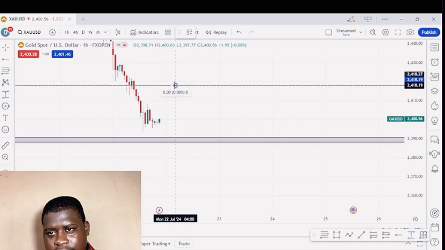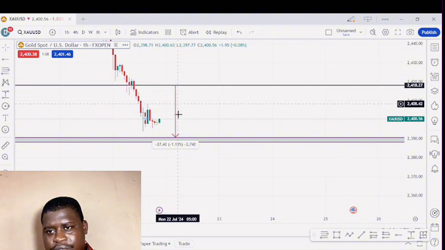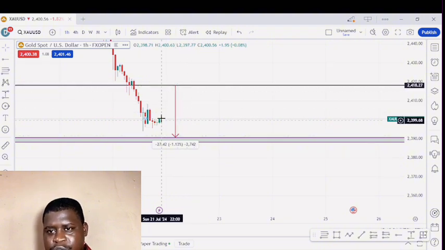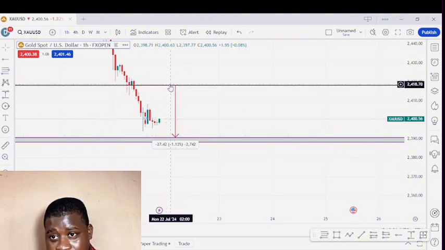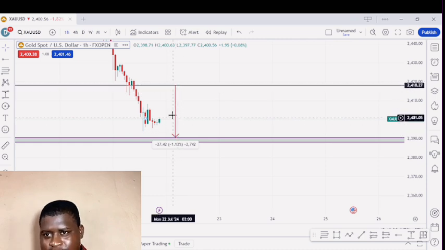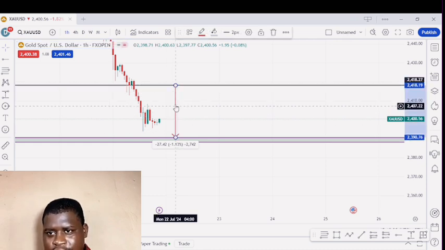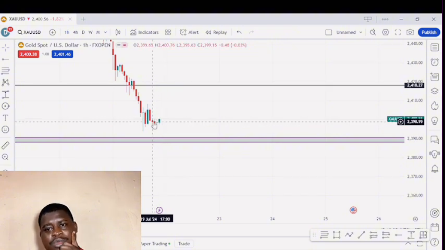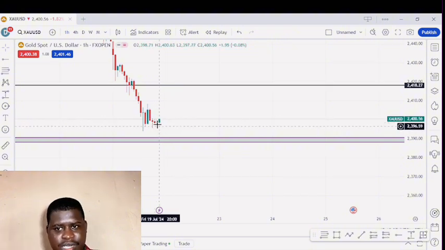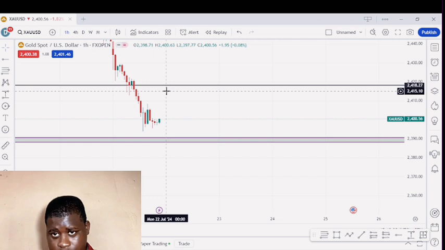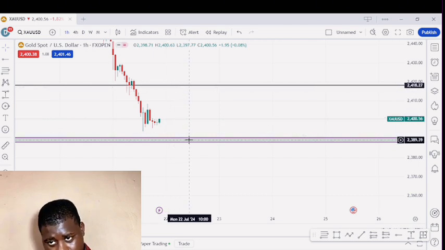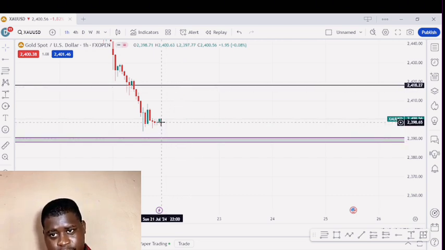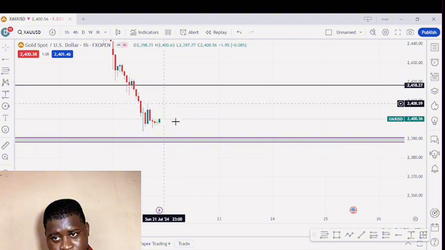From here to here, it's 27 pips. From here to here, just clear the 27 pips. Once it comes here and tries to come back, just shut it down. This candle formation signals it might come up here. Once it comes up here, shut it down. Just wait for the move to happen.